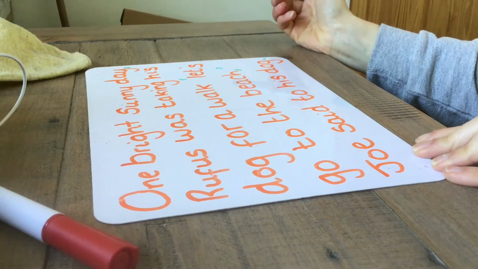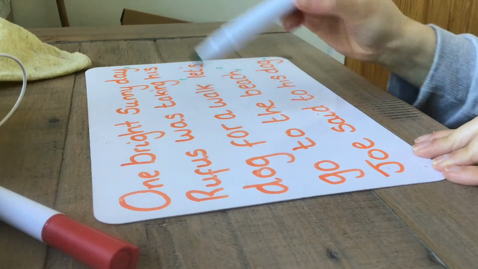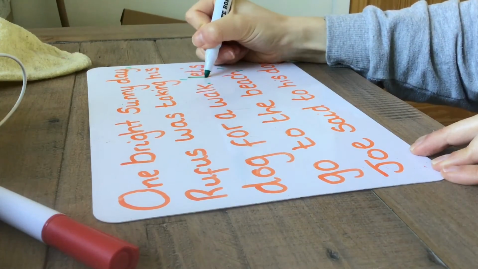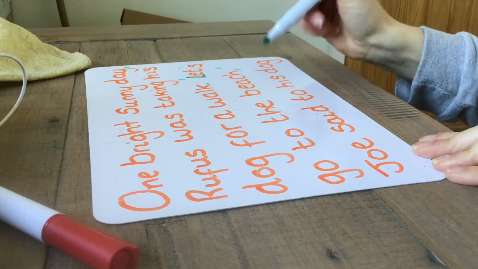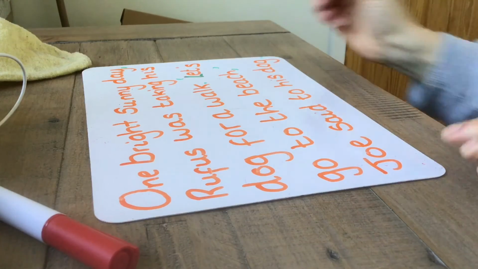Now this is quite a long sentence, so it may be better to go, one bright sunny day Rufus was taking his dog for a walk, full stop. Change that to a capital. Let's go to the beach. Joe, comma, Joe said to his dog.